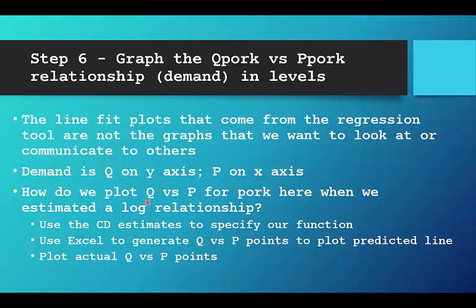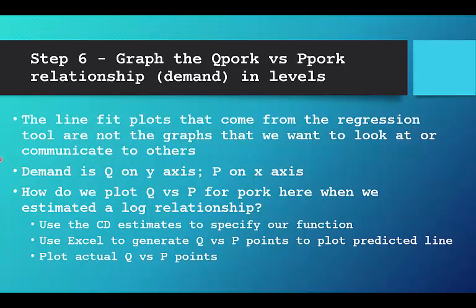So we have multiple variables. That means we need to hold all the other variables constant at some level. Okay, so our question becomes, how do we plot Q versus P for pork here when we used log relationships? Well, it turns out the Cobb-Douglas function is easy to put together in Excel because it can do exponents. So we'll just use Excel to generate a picture of our best estimate of the demand function. We'll set that up, and then we'll produce a graph of those, and that'll be the end point of our lab work here.